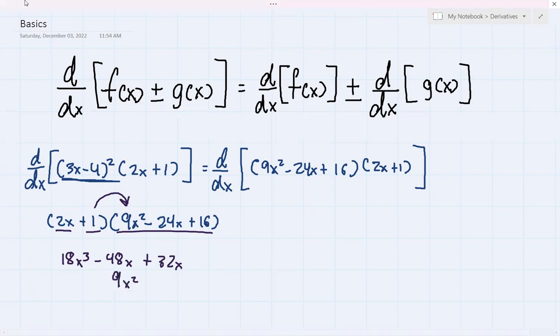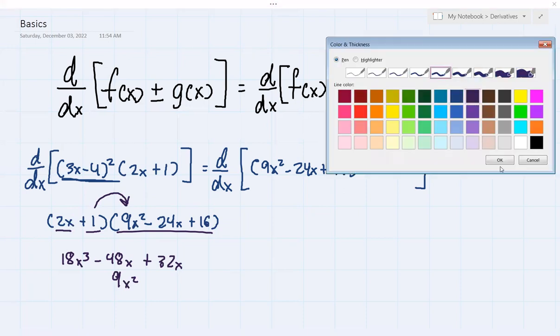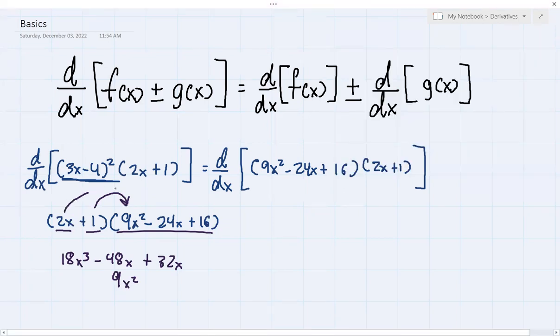Wait lang, mali yata ako. Wait lang guys ha. 2x times 24x ay 48x squared. Sorry guys. X squared pala to. Forgive me. Anyways, let's proceed.